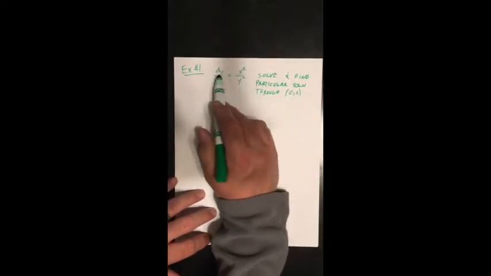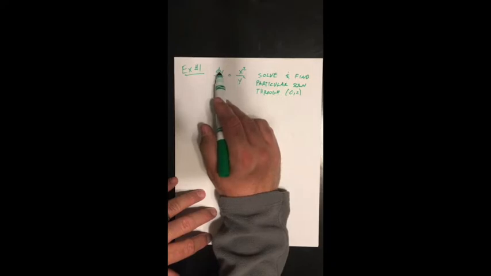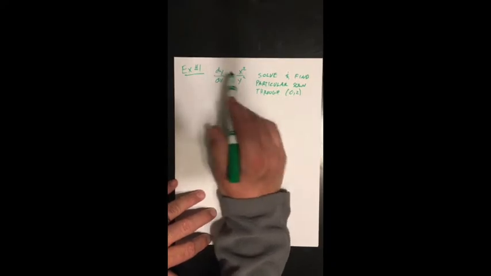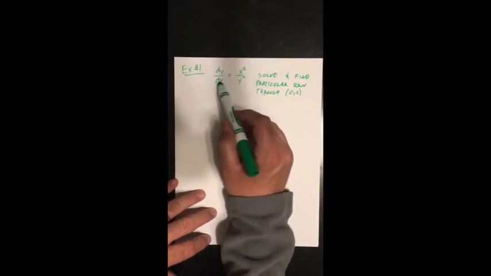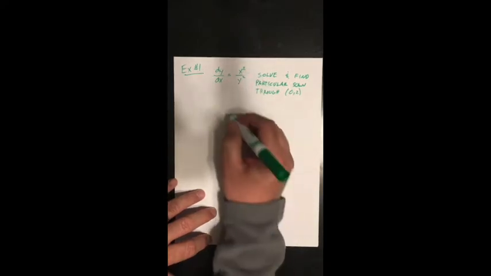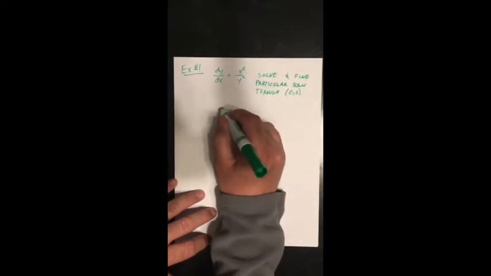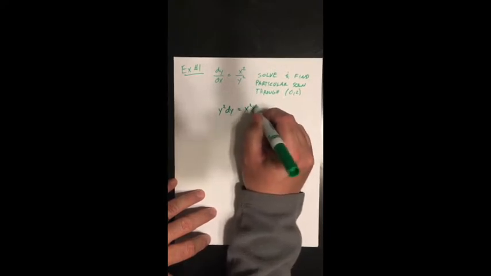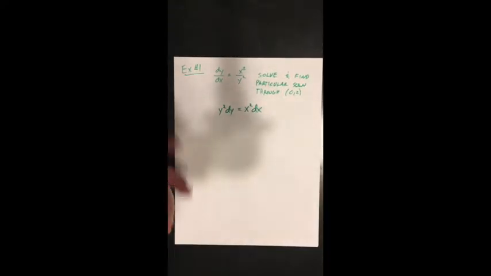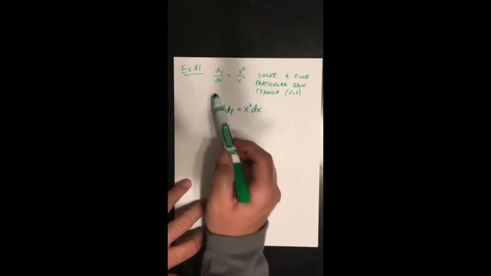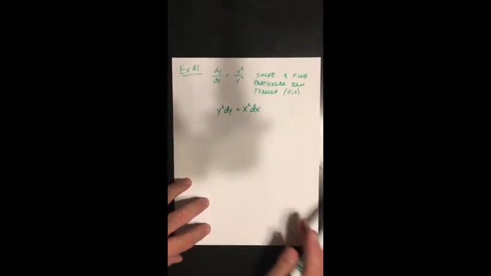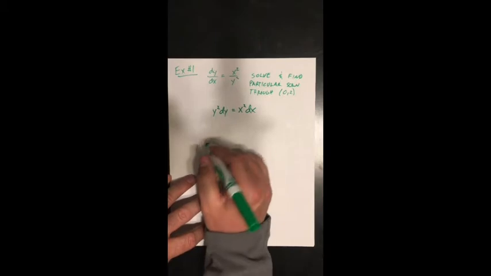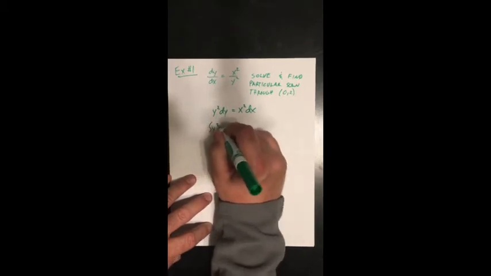So to start with, I want to separate the variables. I want to get the dy and the y squared over here on this side, and I'm going to move the dx to come over here with the x squared on that side. So that's going to be y squared dy equals x squared dx. Just multiply both sides by y squared and multiplying both sides by dx. So now I can integrate both sides.